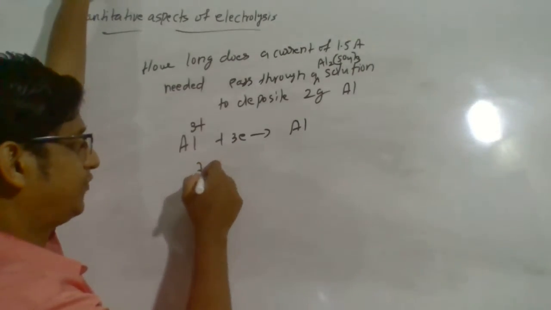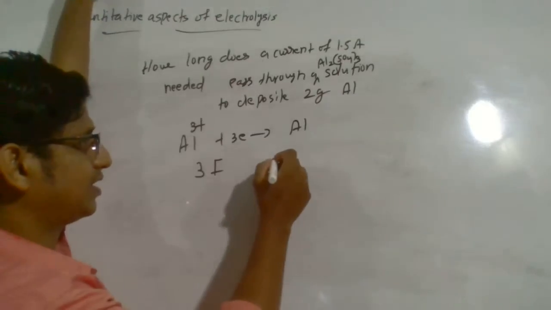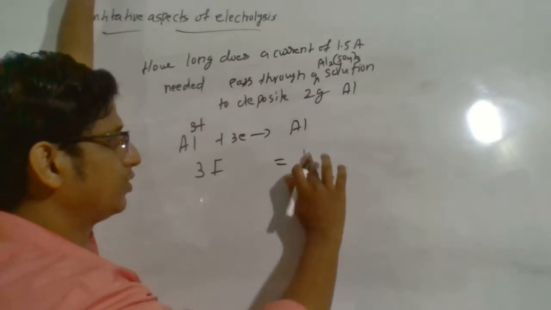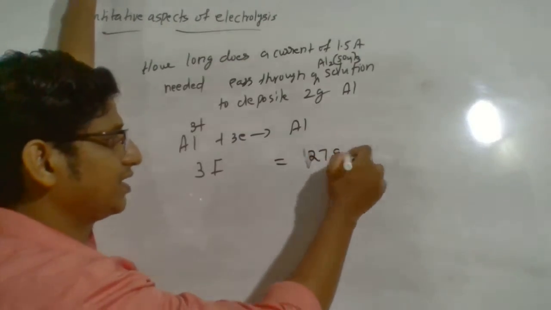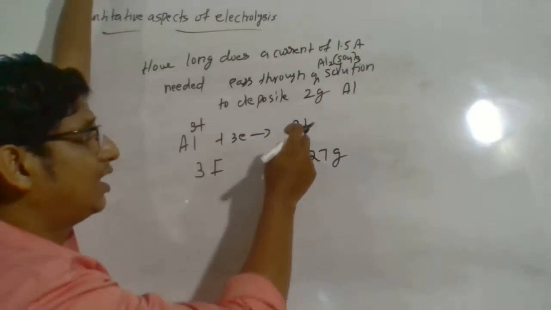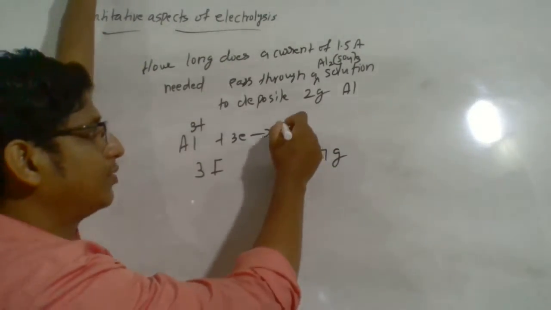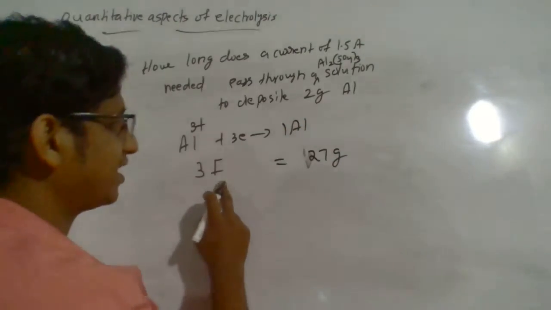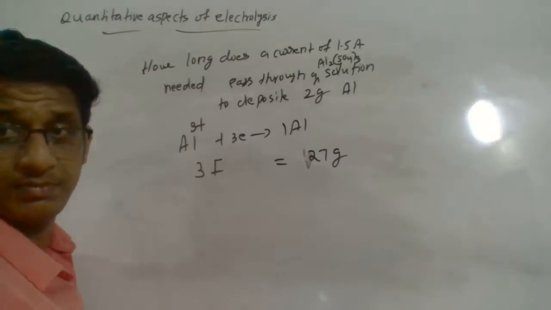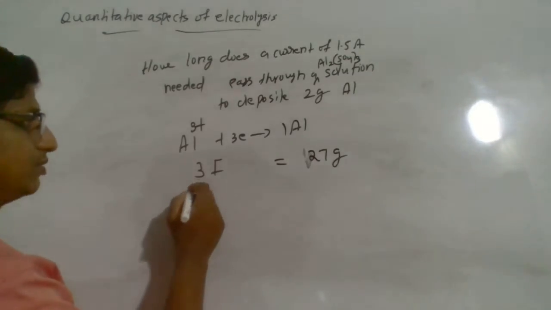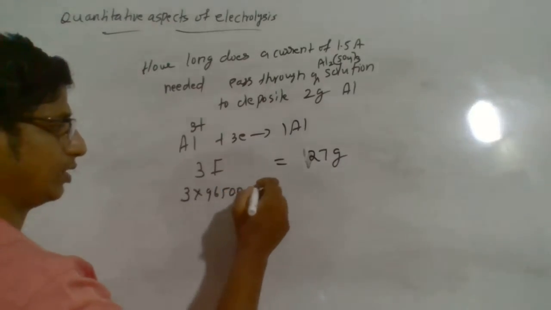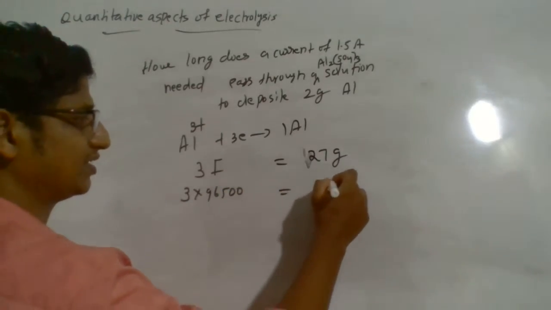Which means if you pass 3 Faraday electricity, the amount of aluminium deposited will be equal to 27 gram of aluminium, which is the atomic mass of aluminium. You talk about 1 mole of aluminium, it is 27 gram. 3 Faraday electricity will deposit 27 gram. So 3 Faraday electricity means how much coulomb? It is 3 into 96500 coulomb, which is equal to 27 gram.